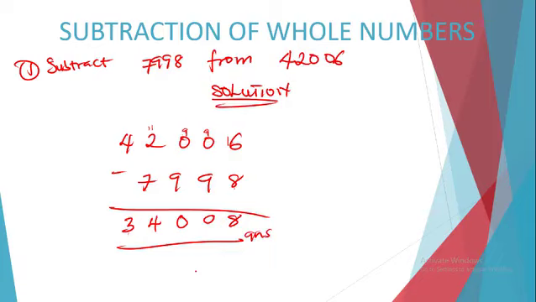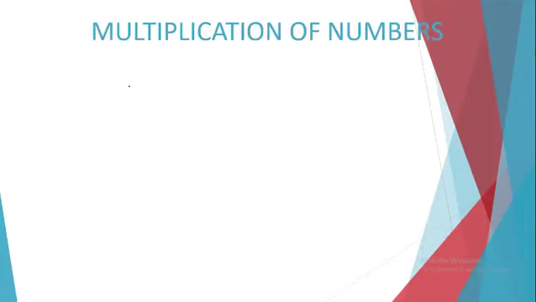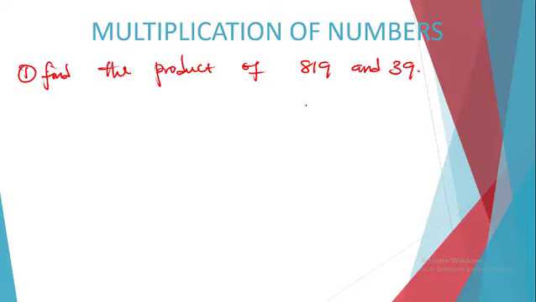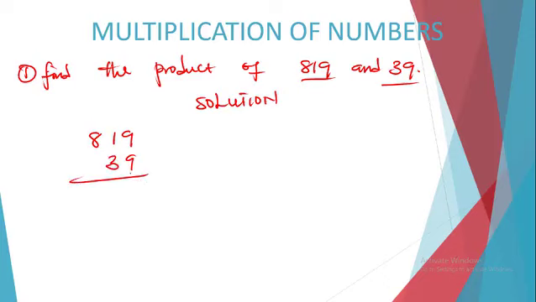Okay, let's proceed. We then go over to multiplication of numbers. The question here on the screen: find the product of 819 and 39. Find the product of 819 and 39. We have 819 and then we have 39. So let us start. Remember, we are multiplying.